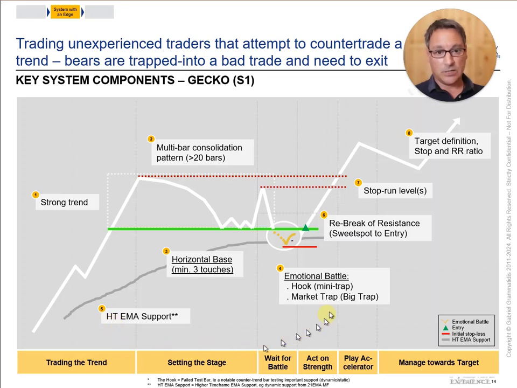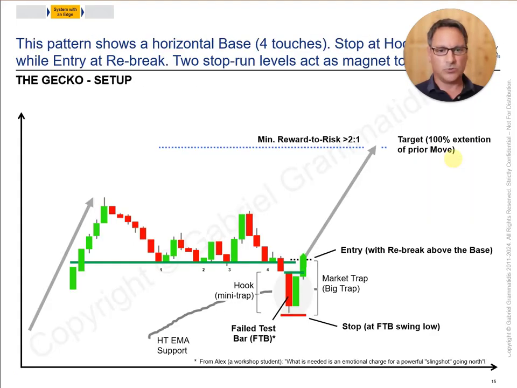Then we need a re-break of the base, and then we're looking for at least one stop run level. In this trade example, we've got two stop run levels. That's even better, and we've got our target, and our reward to risk ratio needs to be a minimum of 2 to 1 in order to take a trade or not.